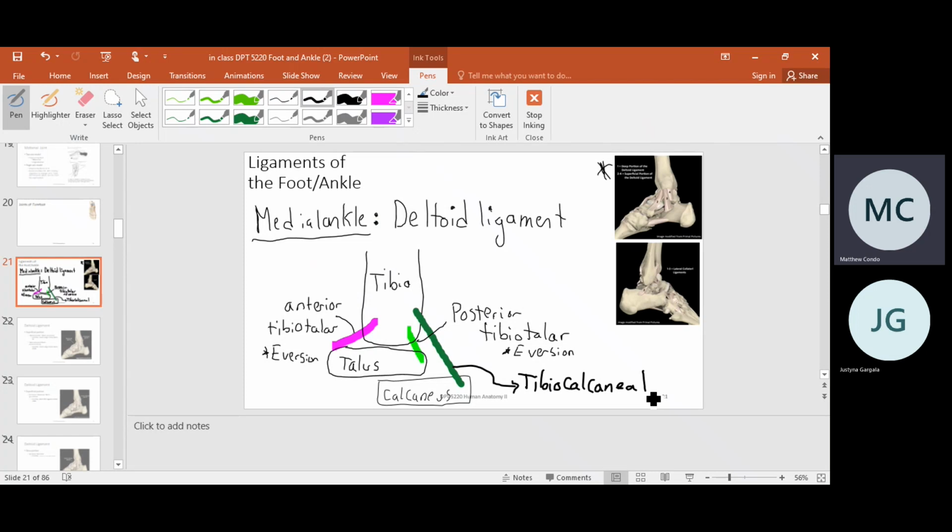Is my ankle inversion or eversion? It's an inversion. Look at that ankle. Go aside. My foot's on the ground. My knee's caving in to valgus. My foot is in inversion.